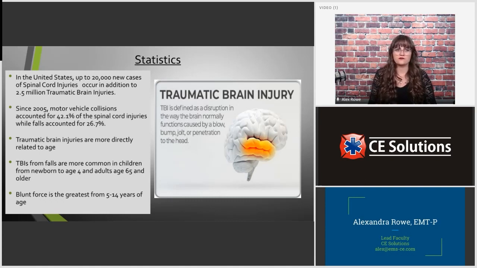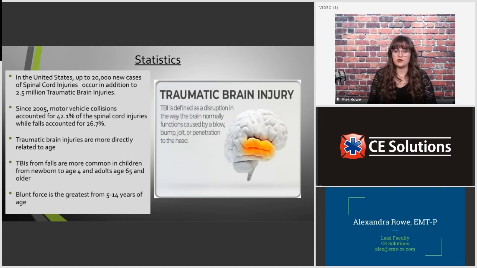Since 2005, motor vehicle collisions accounted for about 42.1% of the spinal cord injuries, while falls accounted for 26.7%. Traumatic brain injuries are more directly related to age. Let's think about this. This next bullet point says TBIs from falls are more common in children from newborn to age 4. Well, we know with children, their heads are a bit larger. Their center of gravity is a little different. They kind of follow wherever that head goes, so when they do fall, they're more prone to hit their head.